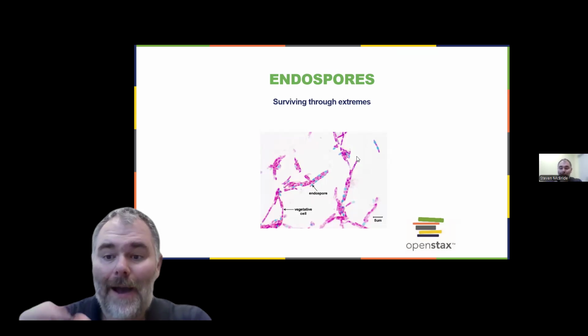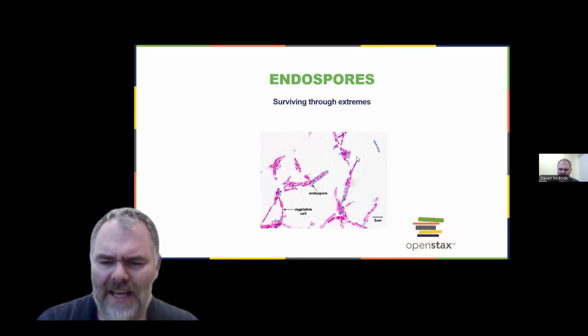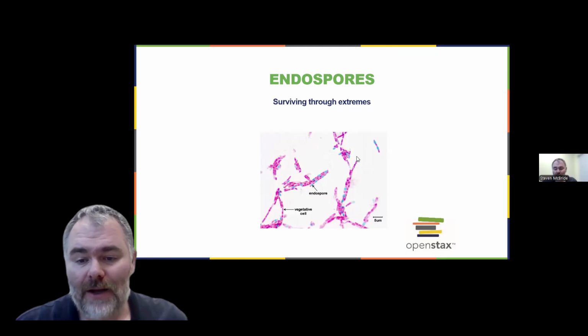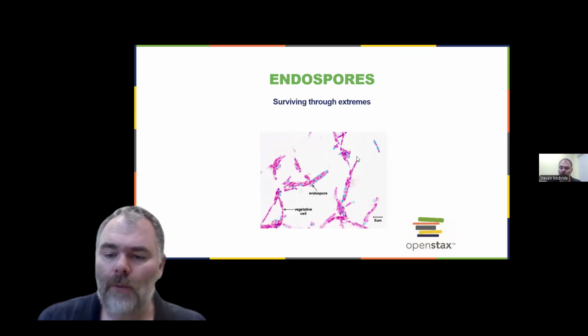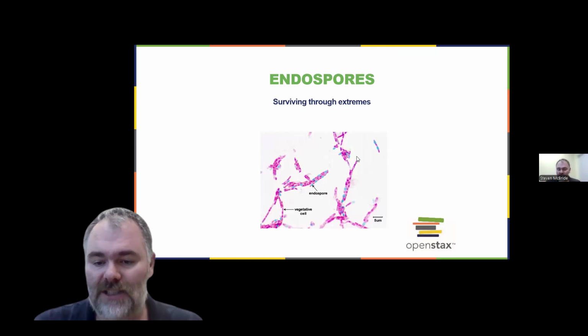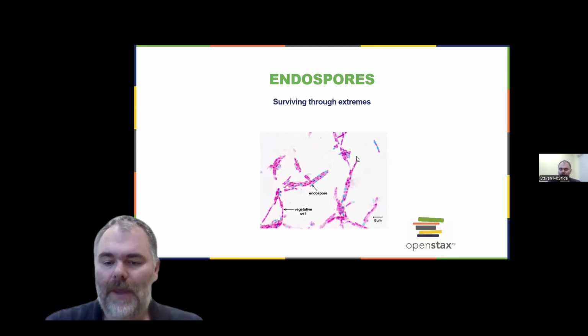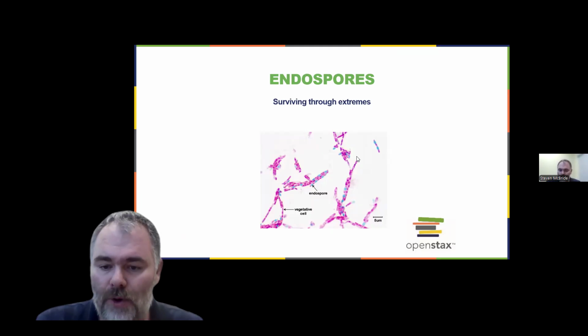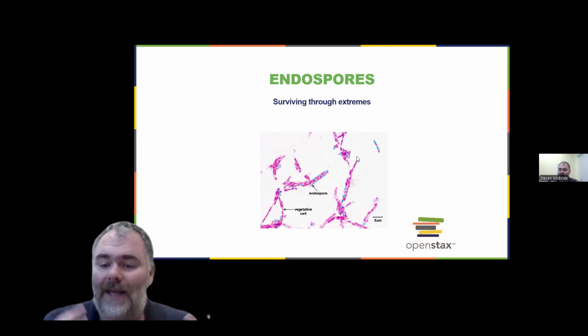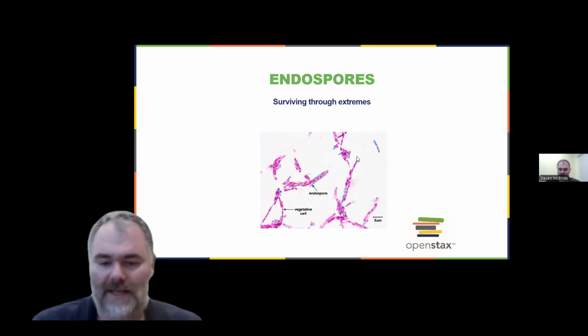Hi, everyone. Imagine boiling a bacterial cell for hours, exposing it to radiation, drying it out completely, or leaving it dormant for years, and then watching it come back to life when conditions improve. Most living cells cannot survive those kinds of extremes, but some bacteria can. Certain bacteria have evolved one of the most effective survival strategies in all of microbiology, and in biology for that matter, the endospore. Endospores allow cells to essentially enter a highly protected dormant state that can survive environmental conditions that would kill most other organisms.